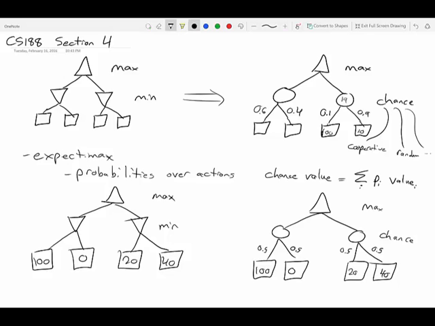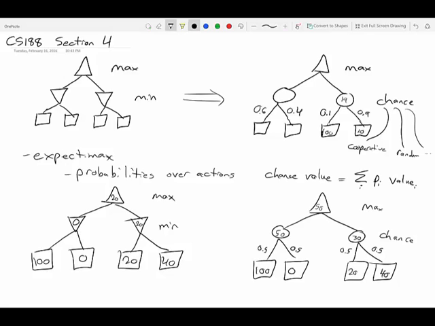I'll do this pretty quickly. So for max-min, we start at max, we go to the left. We're at min, 100 or 0, we choose the min, 0. We go to the other min, 20 or 40, we choose the min, 20, and max chooses the larger one, 20. Now for Expectimax, we start at the max, we go to the left node, the chance node, and we do 0.5 times 100 plus 0.5 times 0, and that gives us 50. We go to the other side, and for the chance node, 0.5 times 20 plus 0.5 times 40, that's 30. We take the max, and that's 50.